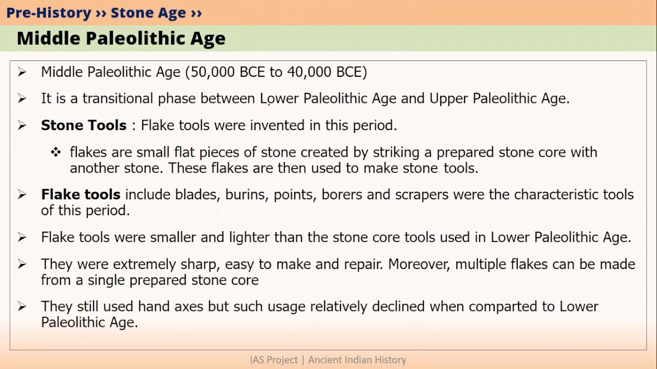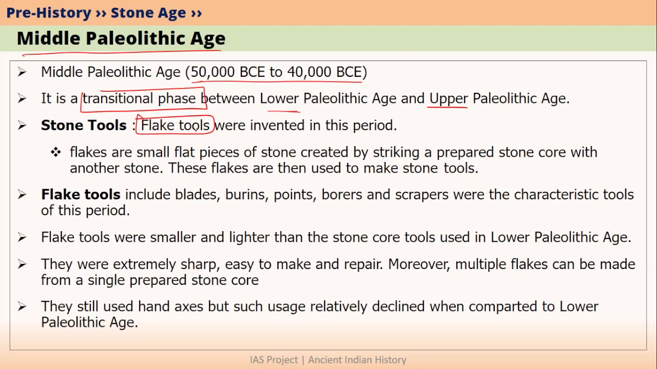The next part of the Paleolithic age was the Middle Paleolithic age. It is a very small part because it lasted only for 10,000 years in India. It started somewhere around 50,000 BCE and it ended around 40,000 BCE. Middle Paleolithic age is considered a transitional phase between lower and upper Paleolithic ages. That is why we find certain features in Middle Paleolithic age which belong to both lower Paleolithic as well as upper Paleolithic. The stone tools used during this period were mainly flake tools.